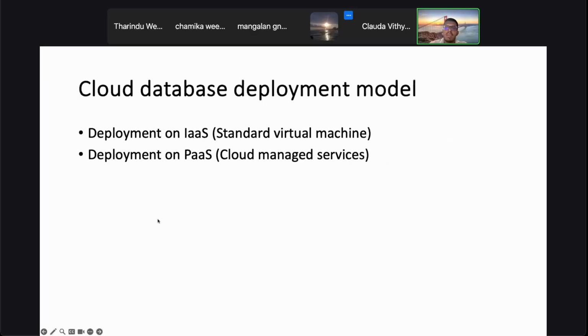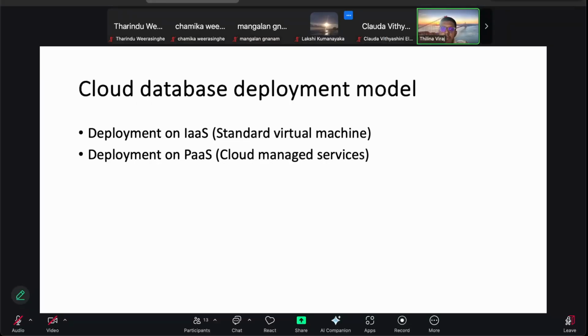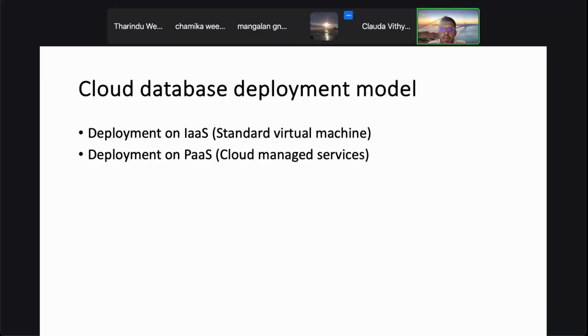So let's get deeper into the security aspects, and we'll discuss how a security threat can cause issues on the database side and what we can do to prevent that. Let's first evaluate IaaS, the infrastructure as a service.